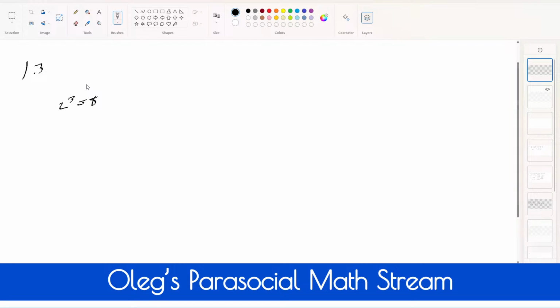So let's say the nth power. What is the nth power? So let's say 10 to the n equals 100. Well, then n is equal to 2 because 10 squared gives us 100. Okay? Yeah.